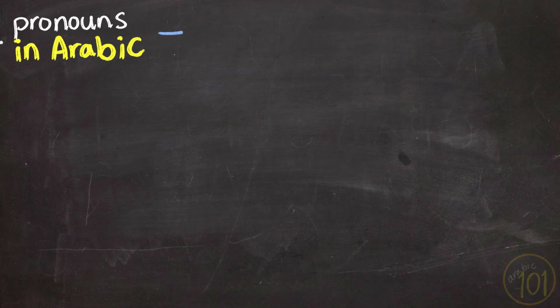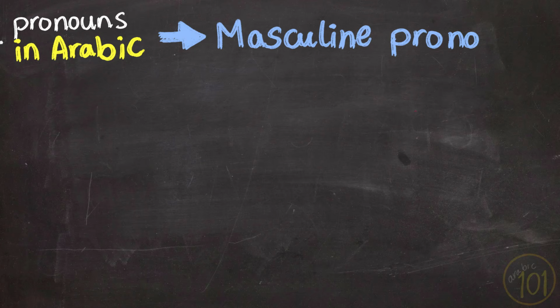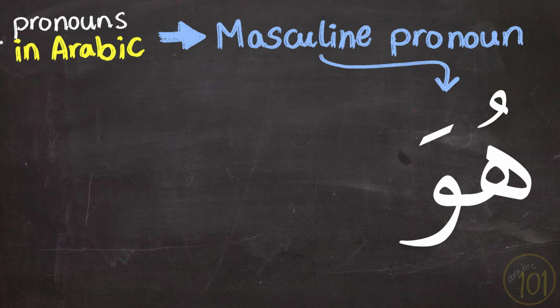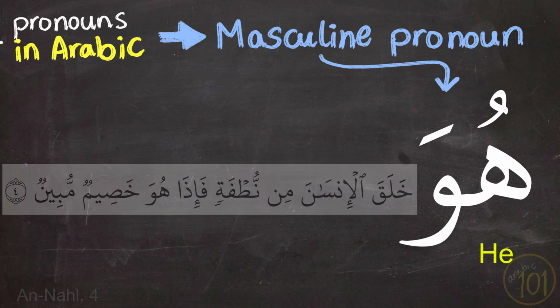First, if you want to refer to a masculine noun, you're going to use the word huwa, which means he, like in this example.